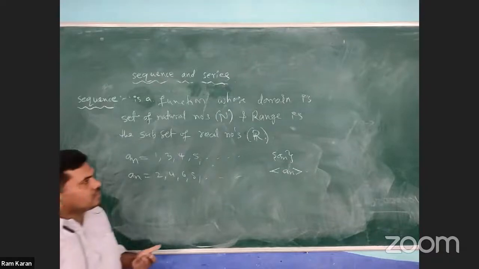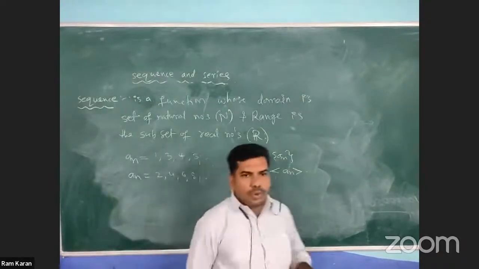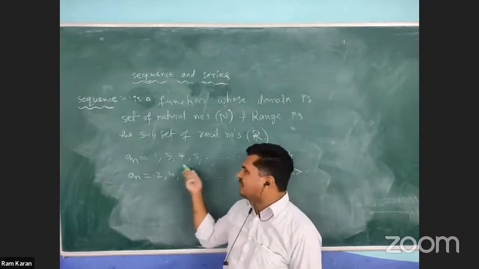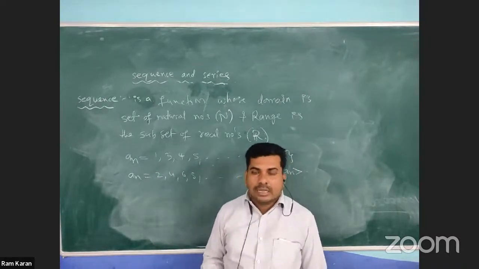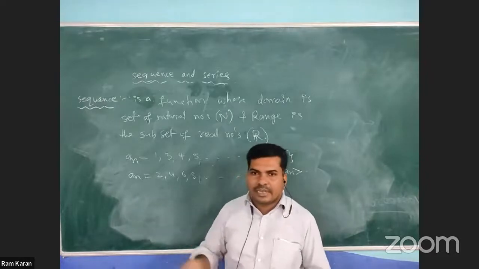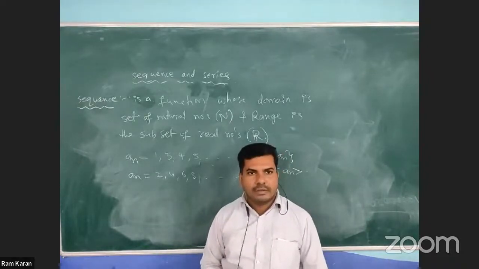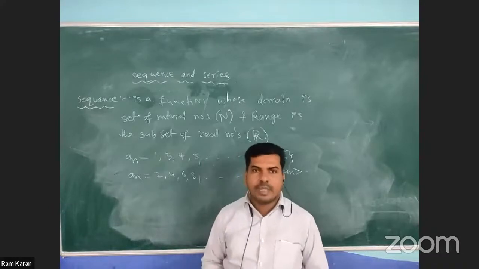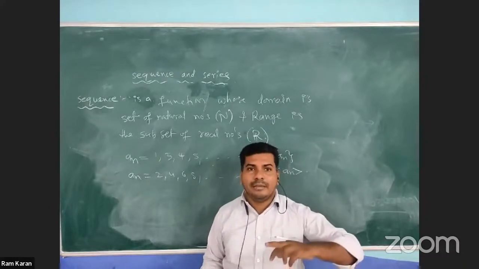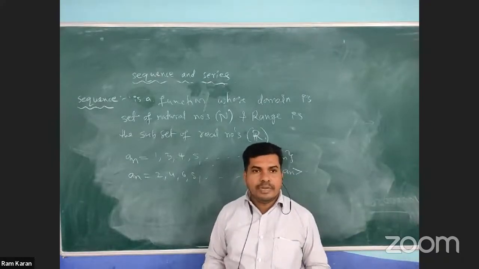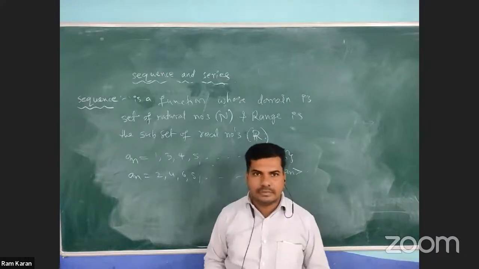And a sequence need not follow a certain pattern. Here I wrote 1, 3, 5, something like that. And here 2, 4. It is not necessary that the common difference is a constant or the common ratio is a constant. It's not necessary. But it should be defined with a common term, with an nth term, you can say.